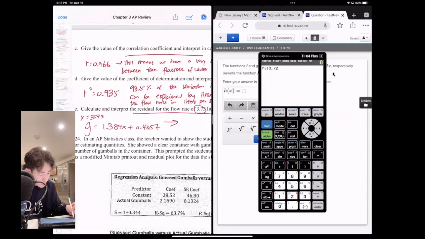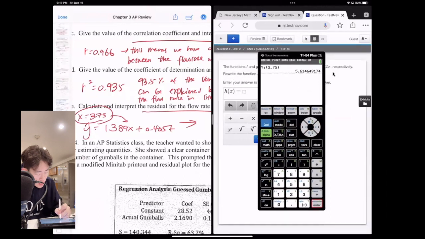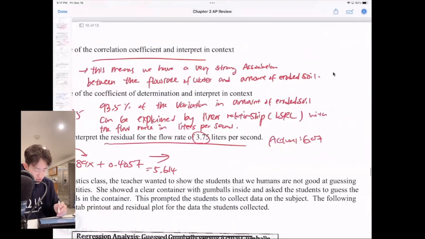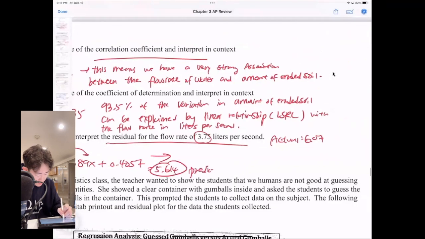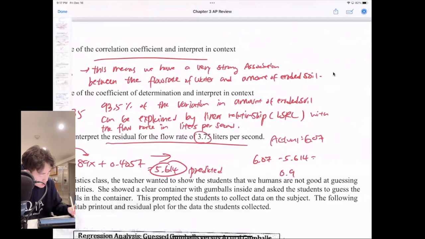I'm just going to type in 3.75. What that means is I'm going to type this into the function of y1, and you're going to get 5.614 as the weight in kilograms. So that's the predicted. So you do 6.07 minus 5.614, which should give you 0. Oh, my apologies. No, I'm sorry, that's correct. So 0.986 as the residual. So it has to be in the units of the response variable, which is the amounts in kilograms right there.